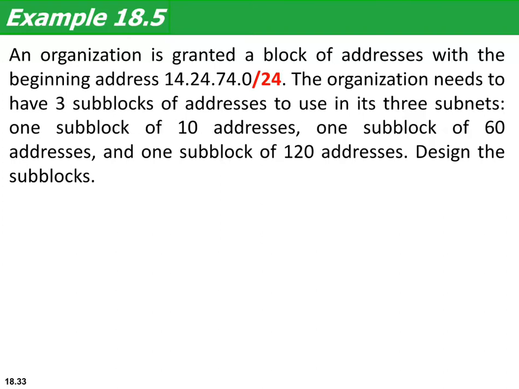The organization is granted a block of addresses with the beginning address 14.24.74.0/24, and the organization needs to have 3 sub-blocks of addresses to use in its 3 subnets. One sub-block of 10 addresses, one sub-block of 60 addresses, and one sub-block of 120 addresses. So we have to design the sub-blocks.